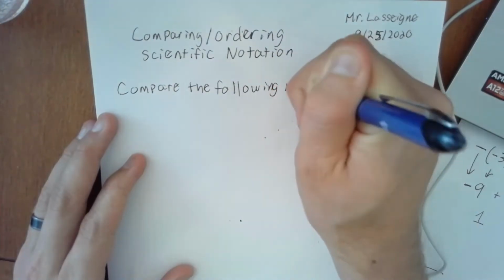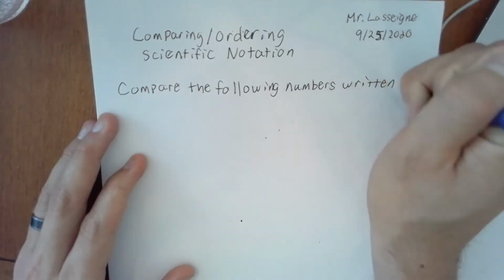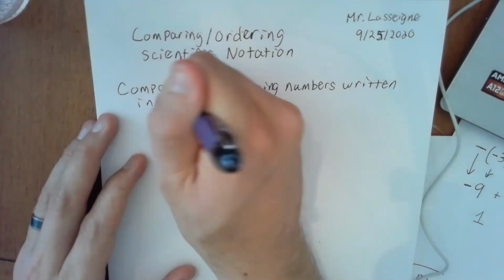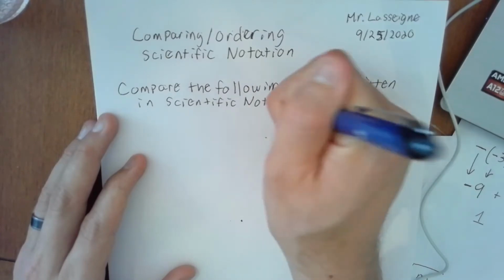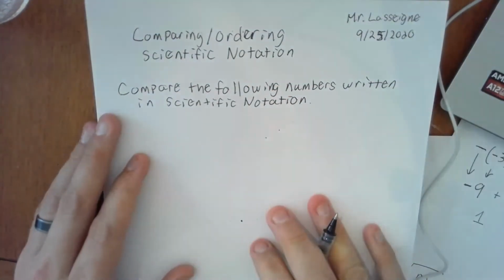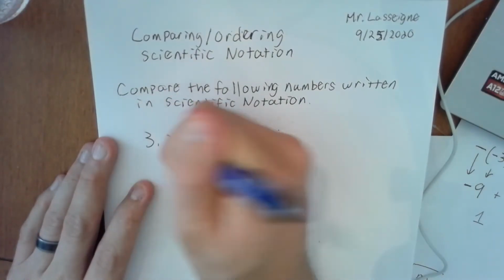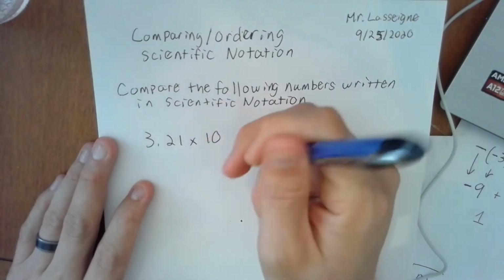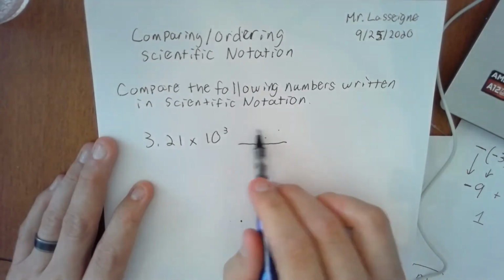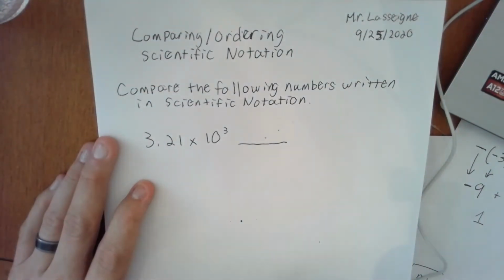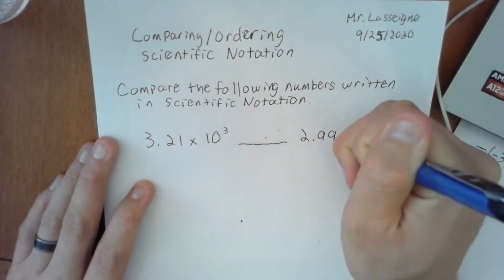So compare the following numbers written in scientific notation. Remember, you can always pause the video if you need to catch up with any writing. So let's say we have 3.21 times 10 to the third, and we're going to compare it, so I'm going to leave a blank here where we can put our comparison symbol: greater than, less than, or equal. 2.99 times 10 to the negative 8.